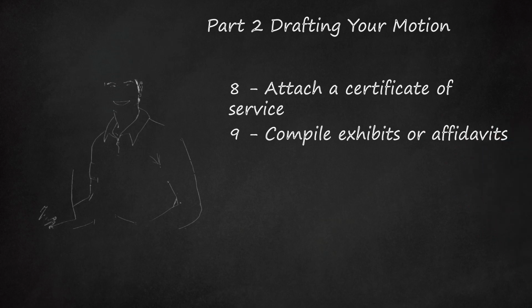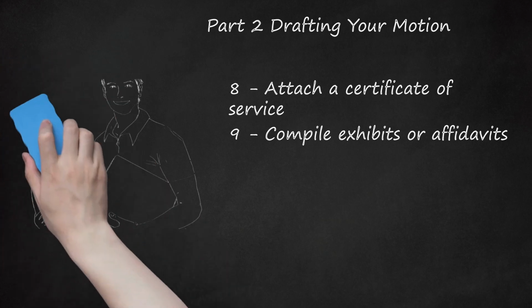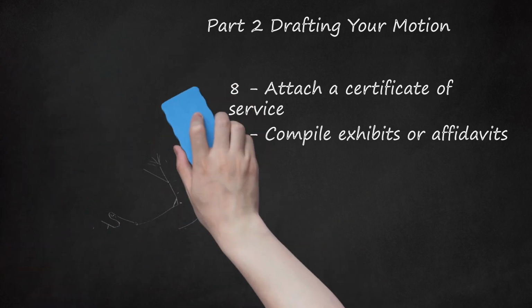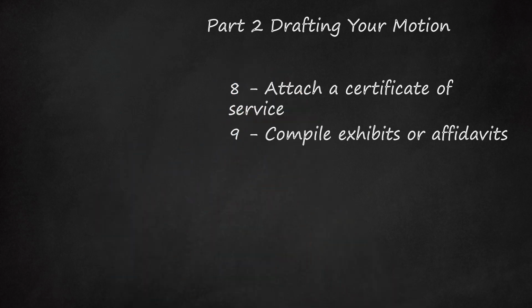9. Compile exhibits or affidavits. Make sure to write your own affidavit and to get affidavits from people with relevant information about why you should get the judgment set aside. Make sure to mark the exhibits clearly, using exhibit stickers, which you can get from an office supply store. Be consistent in how you refer to exhibits. Mark the first exhibit Exhibit A and refer to it as Exhibit A in the body of your argument.